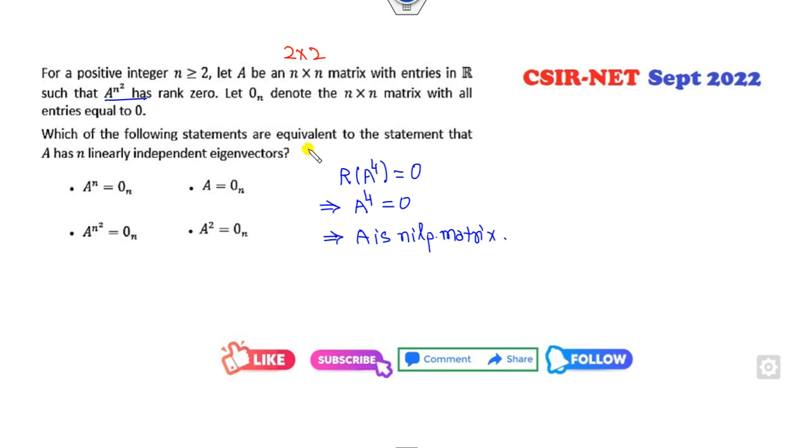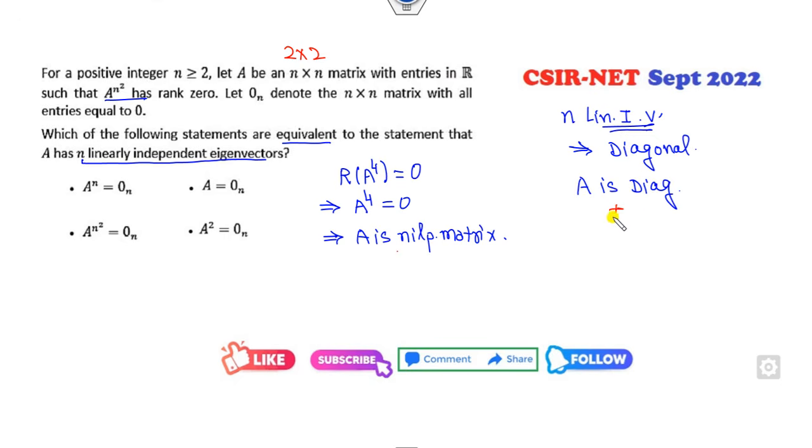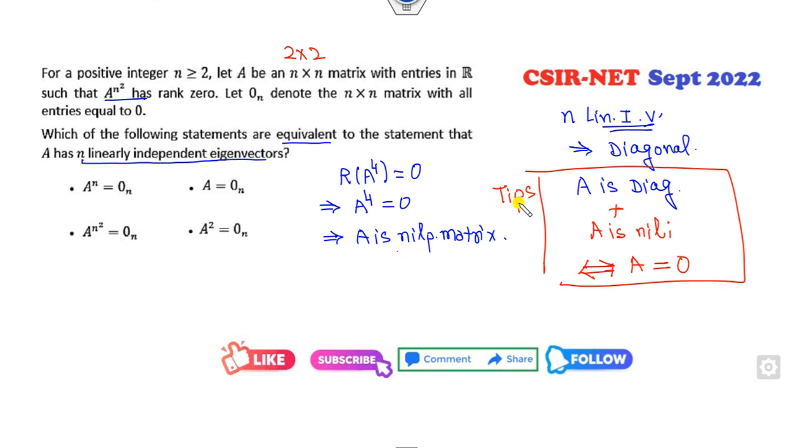Fine. Which of the following statement is equivalent to this statement? A has n linearly independent vectors. That means we are talking about the Diagonalizable matrix. That means A is my Diagonalizable and A is my nilpotent. So we all know this if and only if A is my 0 matrix. This is the result as I explained you. If A is my Diagonalizable and nilpotent matrix, if and only if A is my 0 matrix. So B is my right answer.